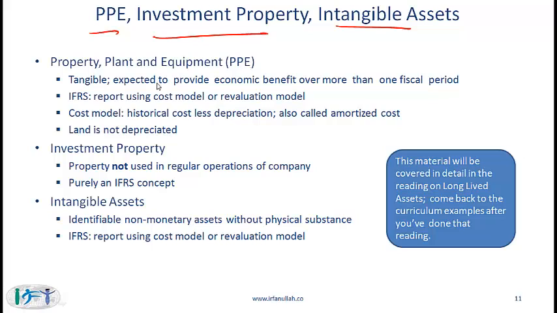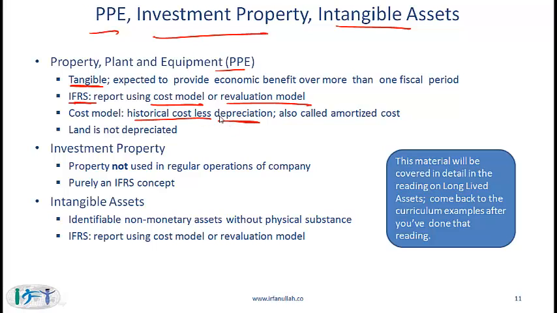Property, plant and equipment are obviously tangible. It is expected that this asset will provide an economic benefit over more than one fiscal period. In terms of valuation or measurement basis, IFRS says that we can use the cost model or revaluation model. The cost model is straightforward. We report property, plant and equipment at historical cost less depreciation.